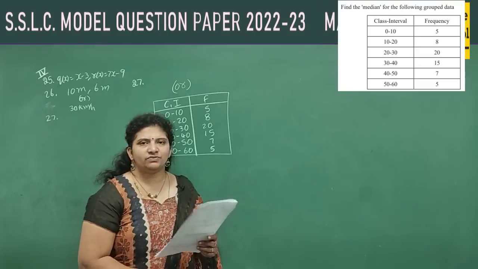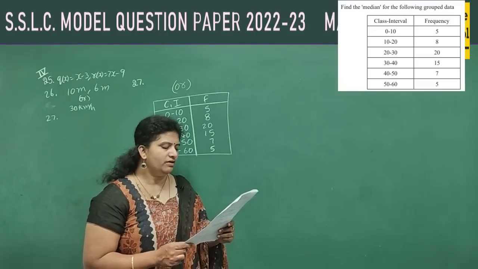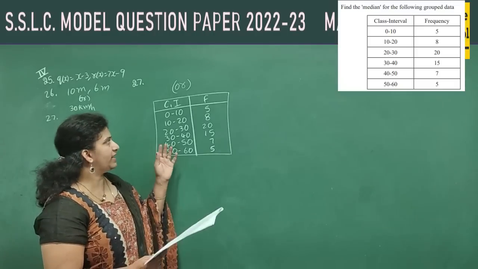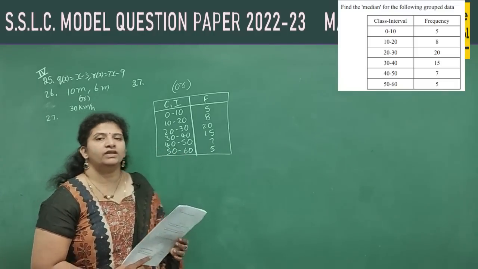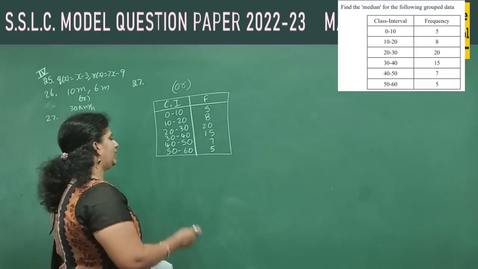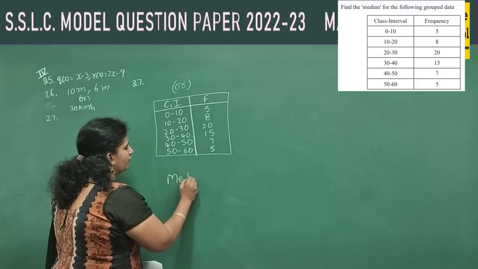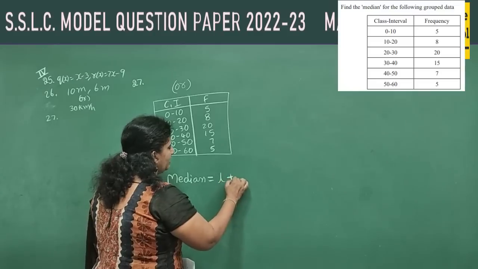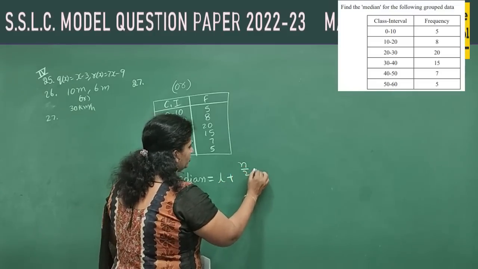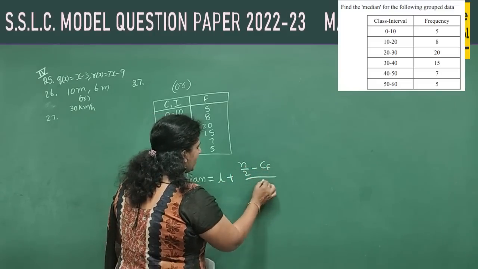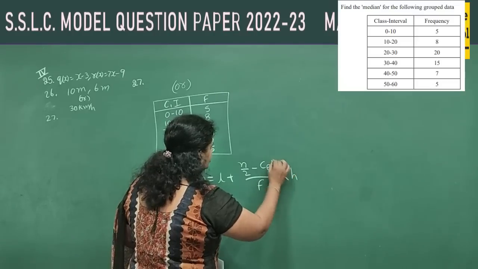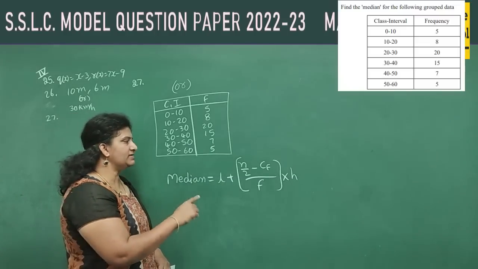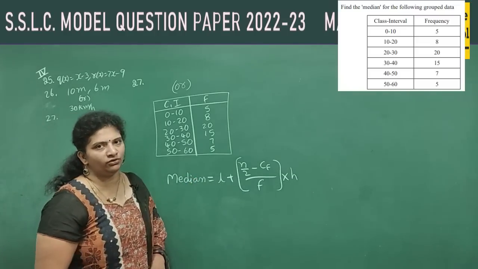Right? In this 27, you have one more odd problem. Find the median for the following group data. Class interval and frequency, you can see the data given here. We need to calculate median. Median, we remember a formula. What is that? Median is equal to L plus N by 2 minus CF by F into H. So this is your median formula.